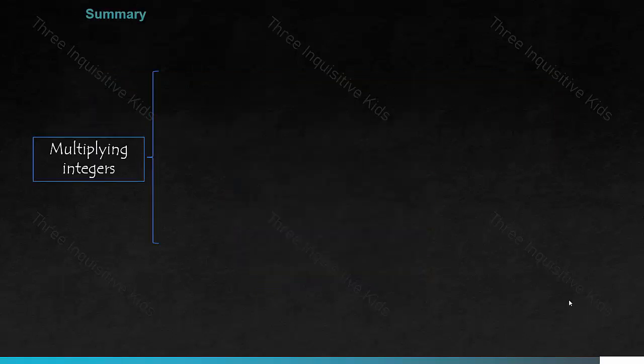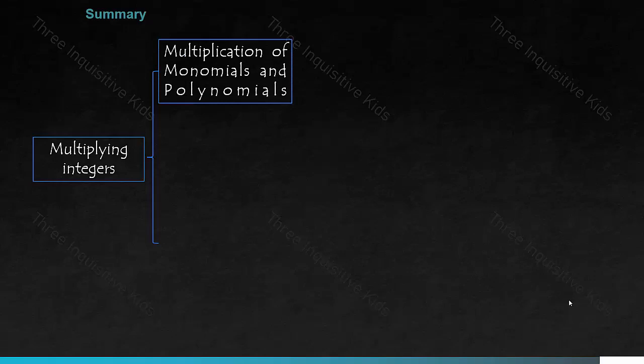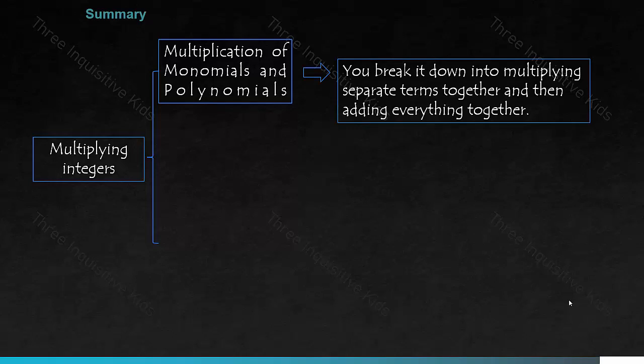In multiplying integers, we talk about multiplication of monomials and polynomials. You break it down into multiplying separate terms together and then adding everything together. So basically, it's the distributive property of multiplication. In the end, you have to multiply each term by the same monomial, which makes everything a lot easier.